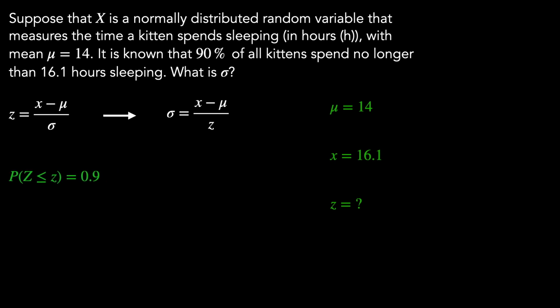Well, it says in the question in the second to last sentence, it is known that 90% of all kittens spend no longer than 16.1 hours sleeping. So we know that the probability is 0.9. We need to solve for the little z in the formula, and to do that, we go to our tables.